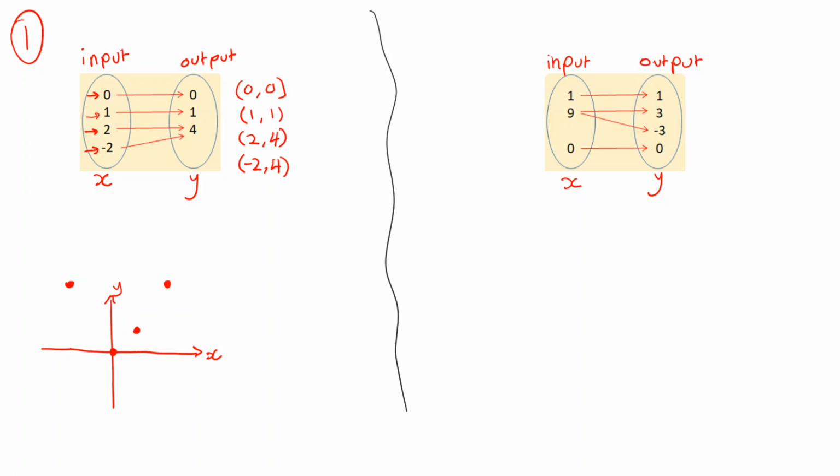Now, does this pass the vertical line test? Well, it does, because according to this, these are my only 4 inputs outputs, and at no point do I ever hit more than 1. So you would say this is a function.